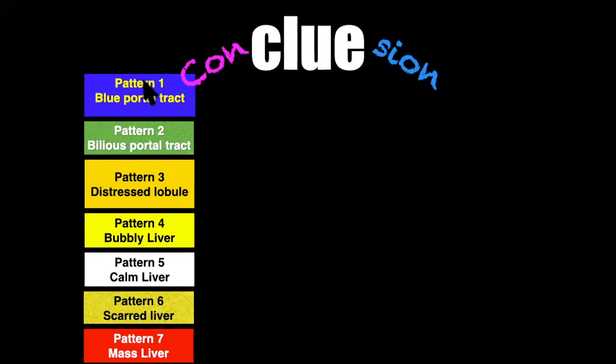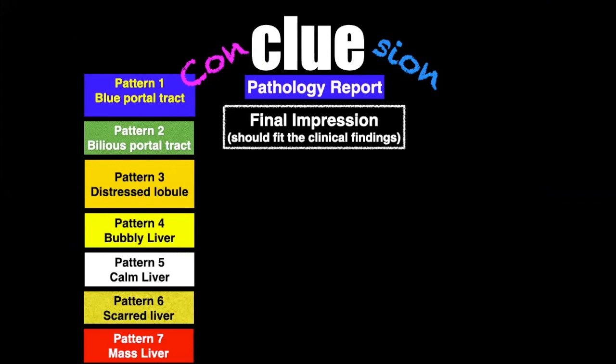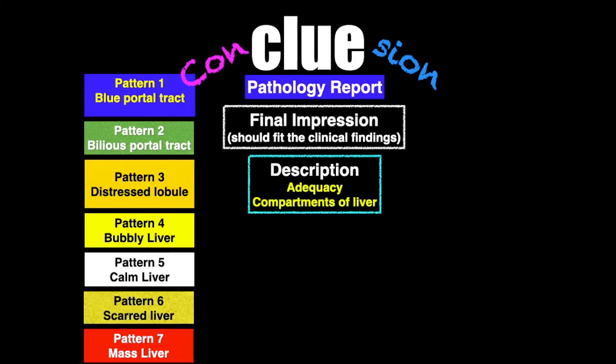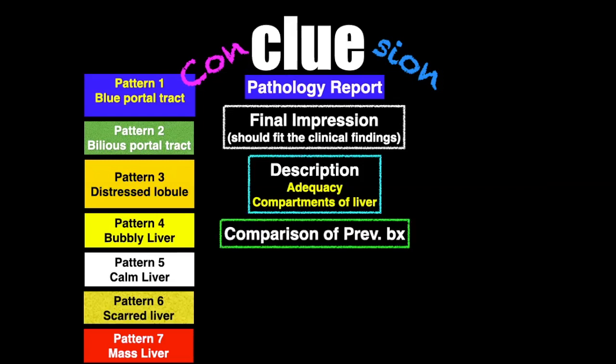So coming to the conclusion, you have to know the 7 patterns, and then the ABCDEFGH, 8 etiological factors for each pattern. Every pathology report should have a final impression on top, and the final impression should fit the clinical findings. Then followed by description starting from adequacy and each compartment of the liver. Start with the portal, then go to lobule. In the lobule, start with hepatocyte and then come to sinusoids.